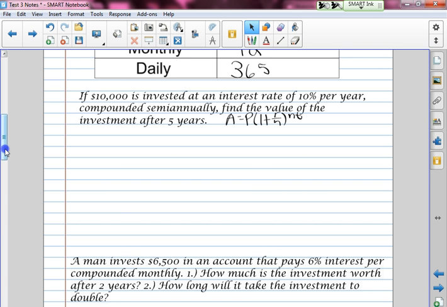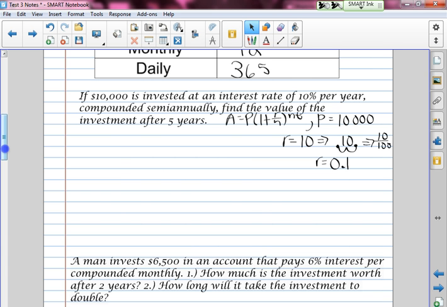Now let's see what we know. I know P. P is the amount of money I invested. I invested $10,000. I know R. R is the interest rate written as a decimal. Well, to turn it into a decimal, you can either write 10 and put a decimal behind and move it to the left twice, or you can say 10 divided by 100. Either way, that gives you R equaling 0.1.